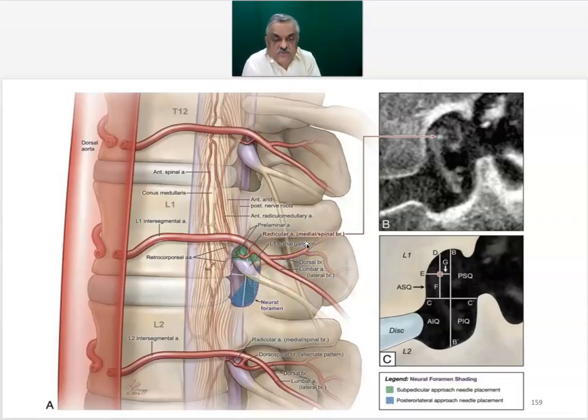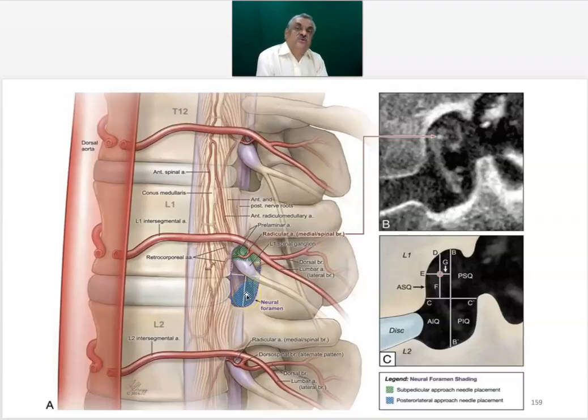Now we must remember that this is the neural foramen, and this green thing is the subpedicular approach, where sometimes you may have to tackle this artery for various reasons, but you must remember that our surgery occurs here, which is the safest area.